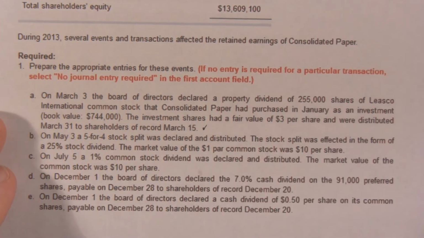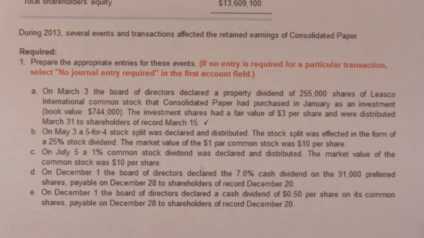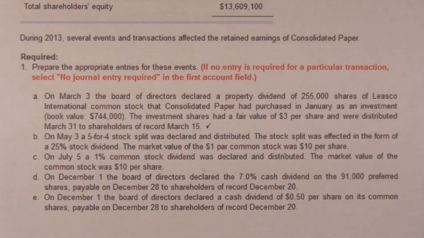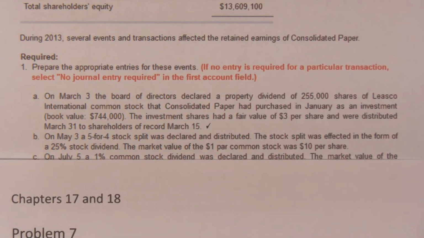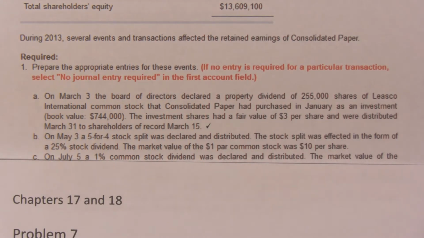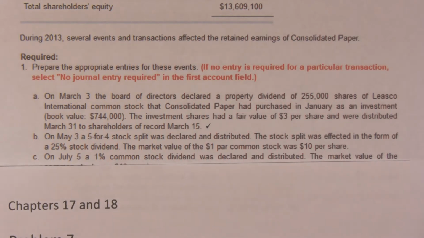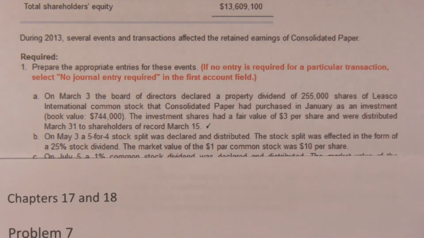On May 3rd, there is a 5-for-4 stock split. Well, 5-for-4 is a 25% stock dividend. You had 4 shares, now you have 5. A 25% split does indeed hit that large stock dividend threshold. So we have to do it at par. We have to figure out how many shares we're going to be giving out to figure out what we need to do there.